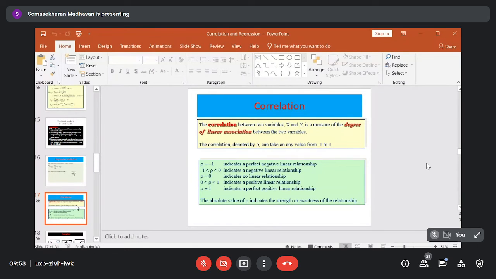A rough physical interpretation is: rho equal to -1 indicates a perfect negative linear relationship, and +1 indicates a perfect positive linear relationship. Between -1 and 0 it indicates a negative relation, and 0 to 1 it is positive, and rho equal to 0 means there is no linear relationship.